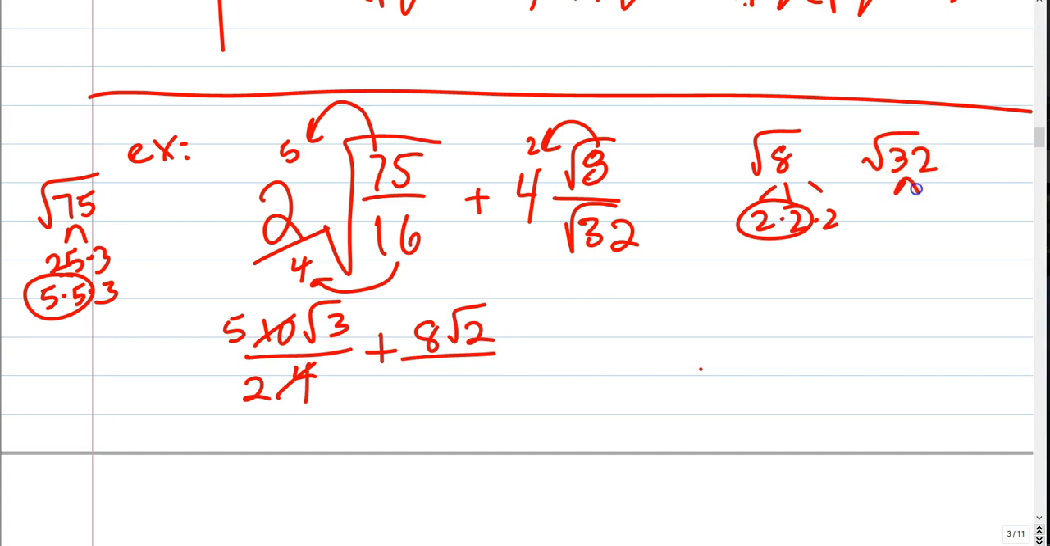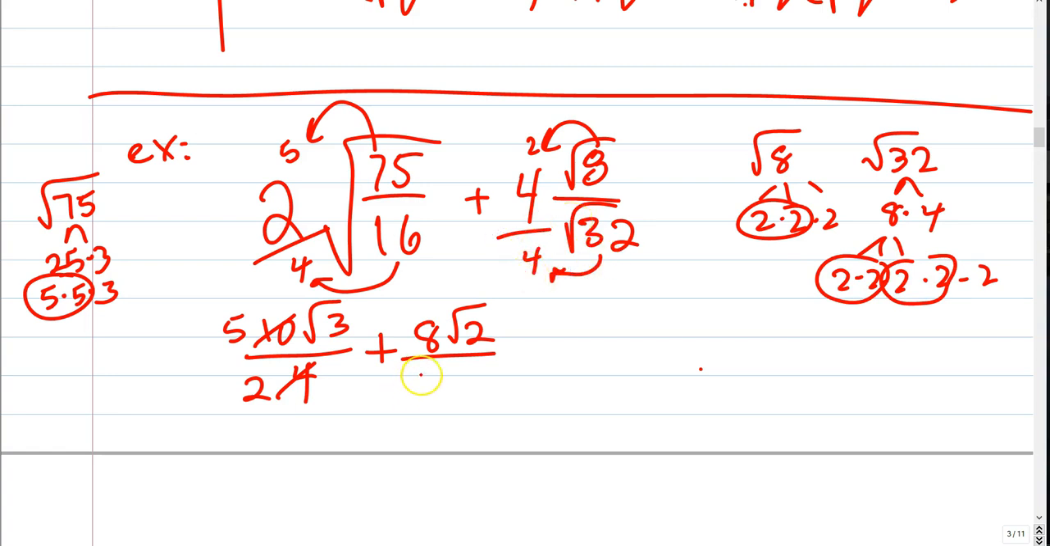8 times 4, 8 is 2 times 2 times 2. 4 is 2 times 2. Looking for groups of 2. So out comes the denominator of 4, and we're left with a square root of 2. 8 and 4, divisible by 4, that becomes a 2. We got a square root of 2 and a square root of 2. Those can also cancel out. So really all we're left with is 5 root 3 over 2 plus 2.